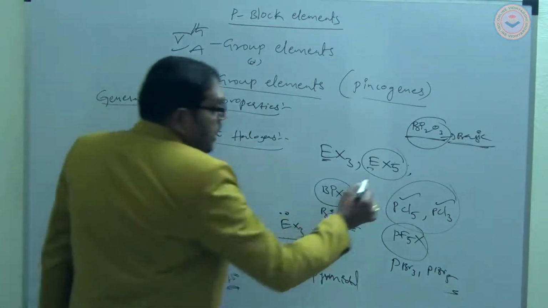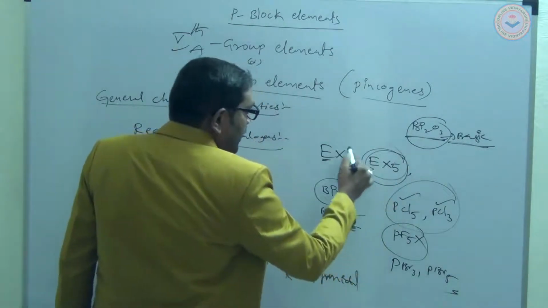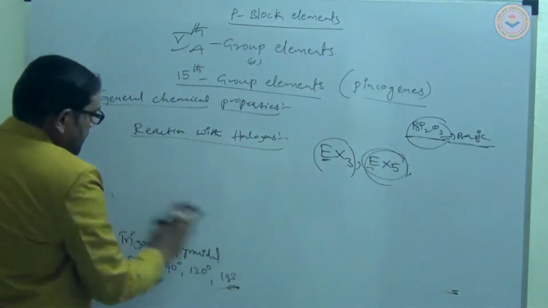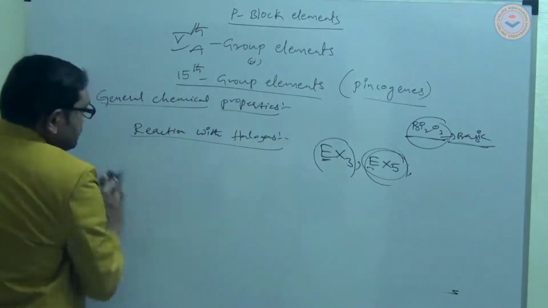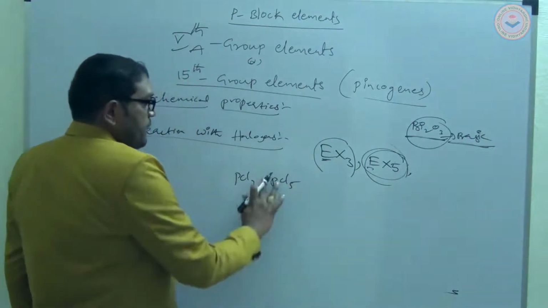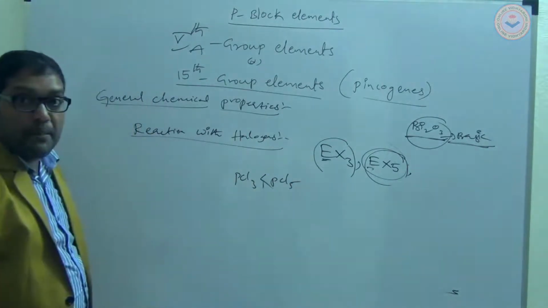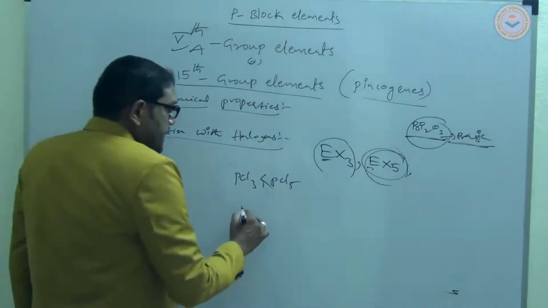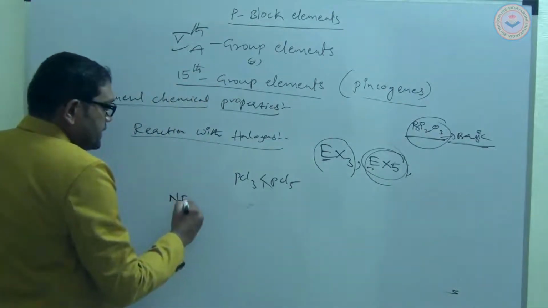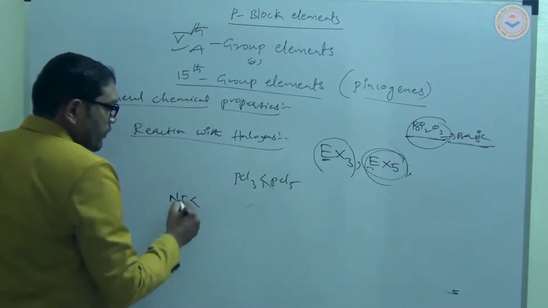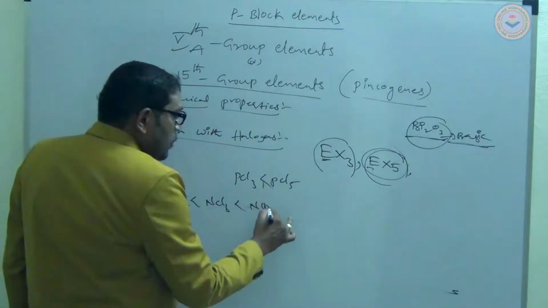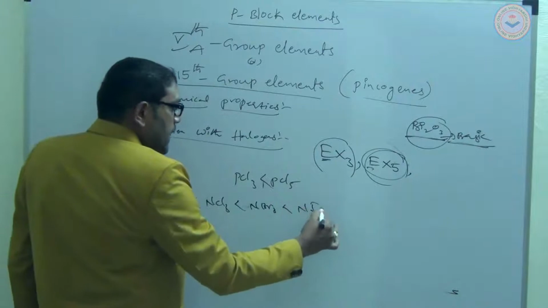In reaction with halogens, pentahalides are more covalent than trihalides. Like in PCl3 and PCl5, PCl5 is more covalent than PCl3. In nitrogen halides, nitrogen fluoride is the least covalent. Fluorides are less covalent than chlorides, chlorides are less covalent than bromides, and bromides are less covalent than iodides.